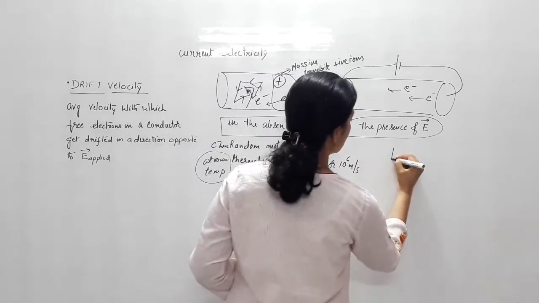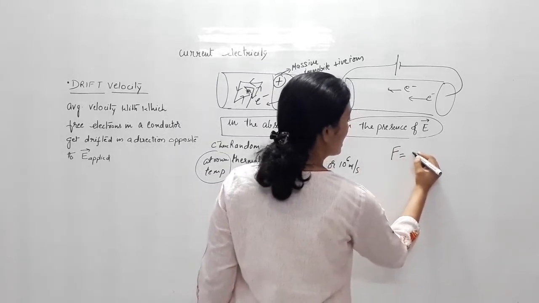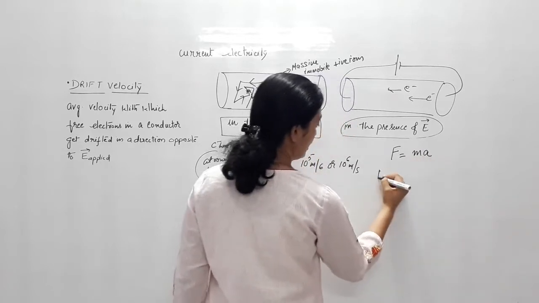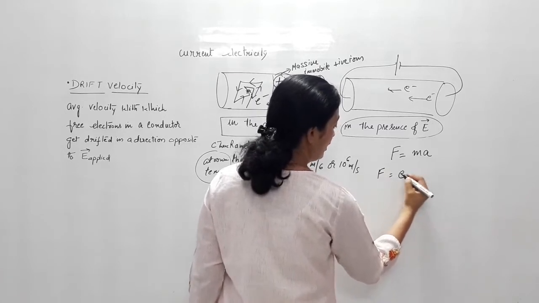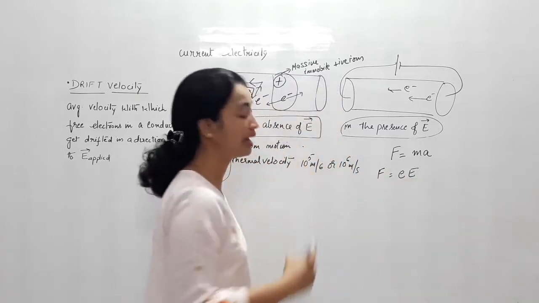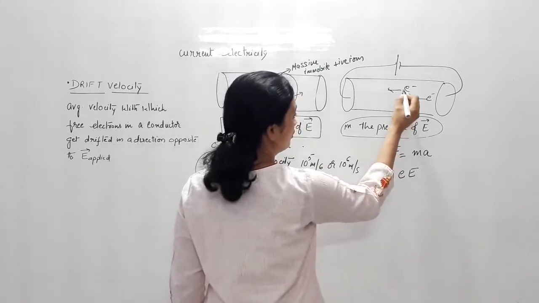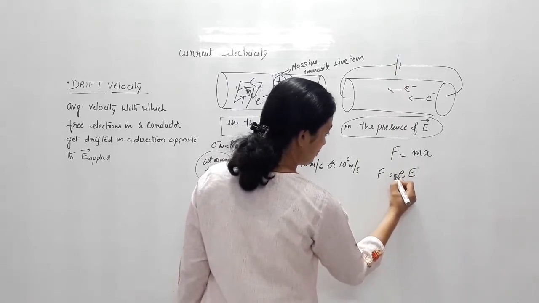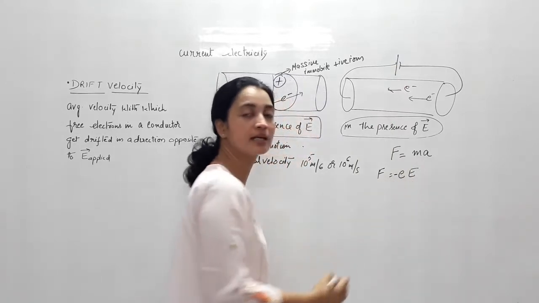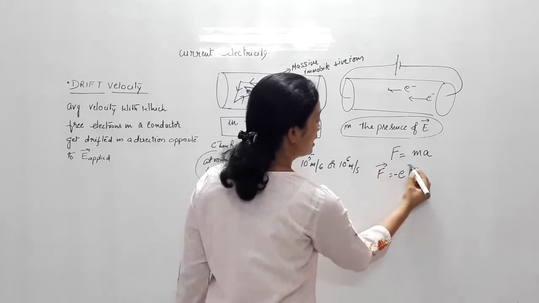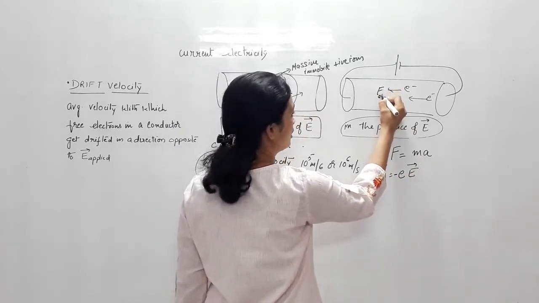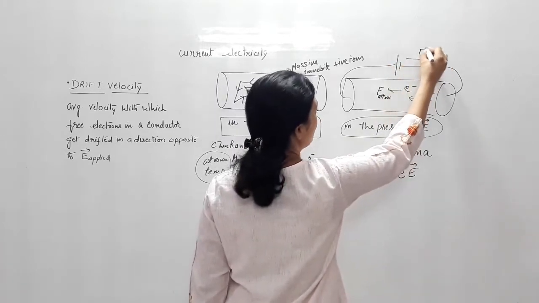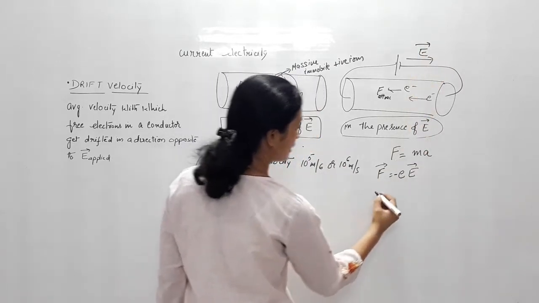So what happens? They experience some force. Force is mass into acceleration. Here you know that force is the charge on the electron into the applied electric field. But here the direction of flow of electrons is against the direction of electric field, so we put a minus sign here. What is the negative sign signifying? That this is the force of attraction, F attraction, and it is against the direction of electric field. So we have placed a negative sign.